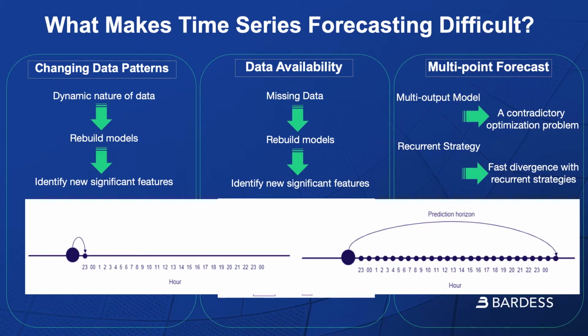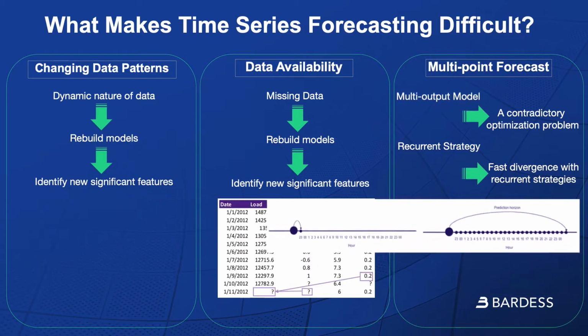If you go the multi-output forecast model route, models tend to exhibit a higher level of complexity compared to a single output model, which stands to reason, and often they can even result in a contradictory optimization problem that has to be dealt with. On the other hand, when using a recurrent strategy, the data scientist needs to be aware that a recurrent strategy is often prone to rapid divergence, which often renders them impractical for widespread adoption.